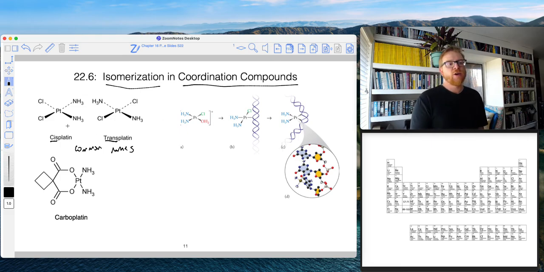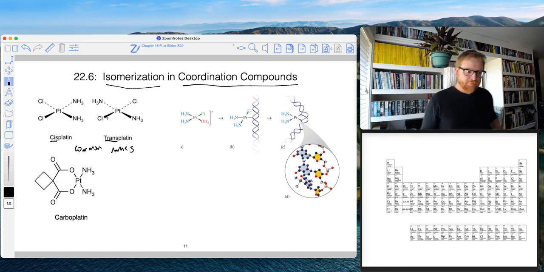If you notice here with cisplatin, it has two chloride ligands that are on the same side and two ammonia or two amine ligands that are also on the same side. Now if we switch the position of one of those, these are in fact different molecules. They're not mirror images of each other, right? We break one of these chloride bonds and replace it with an amine bond and then switch that back with another chloride bond. So now you can see the chlorides are on opposite sides and the amines are on opposite sides.